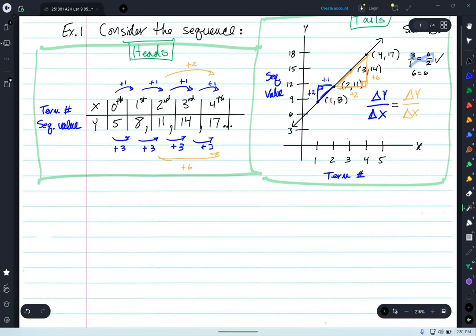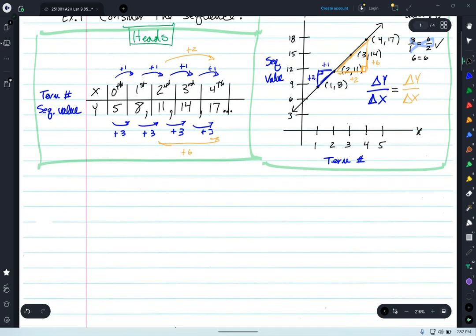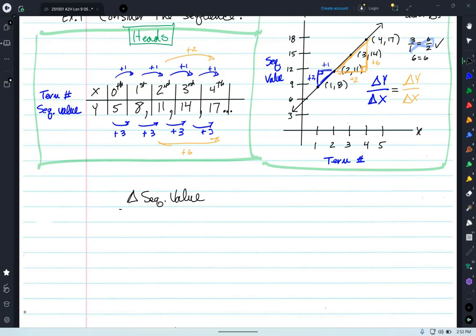All right, let's summarize this up a little bit. The change in the sequence value divided by the change in the term number on the head side of the coin is the same thing as, on the graph side, the change on the y-axis in comparison to the change on the x-axis.